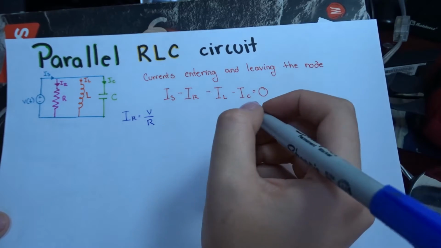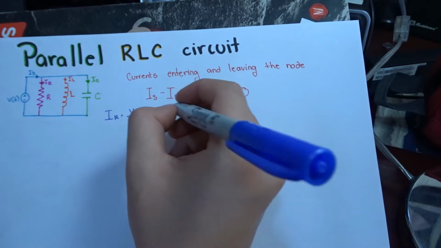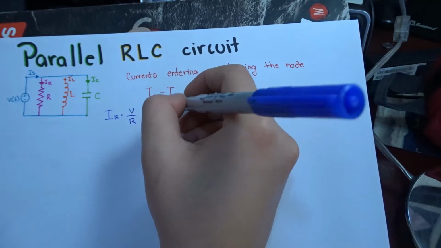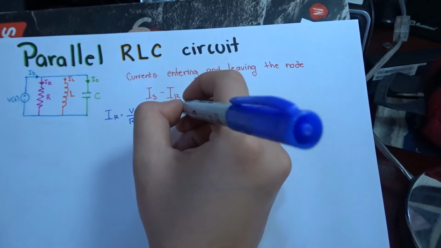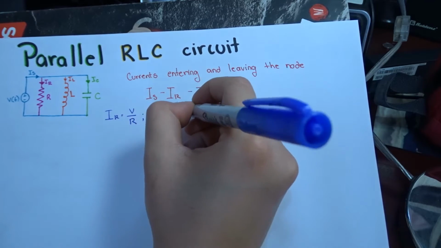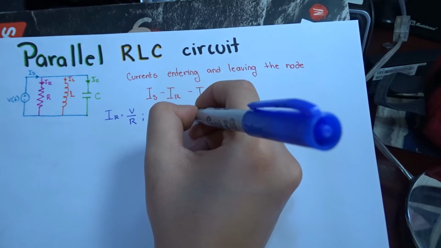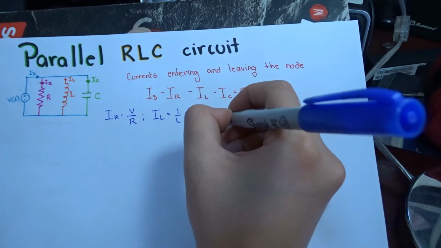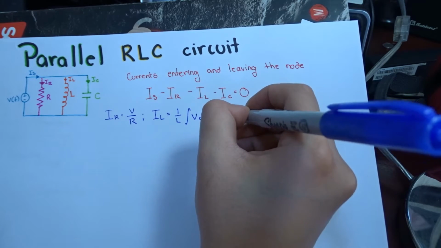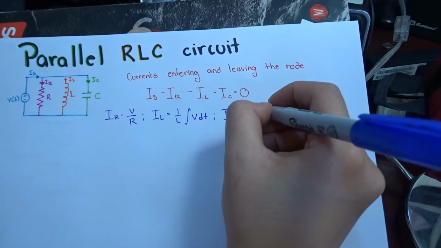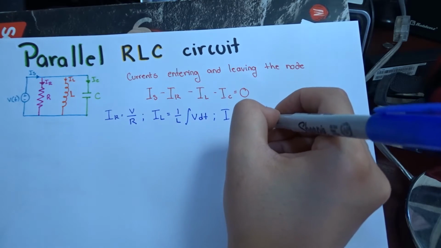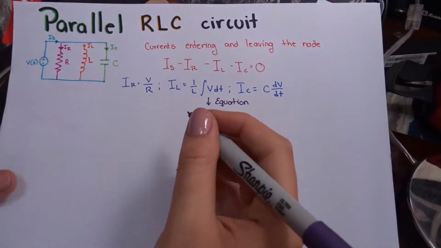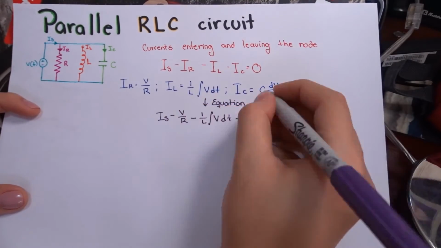Now we have to rewrite the currents in terms that we actually know. The current in the resistor equals the voltage over the resistance. The current in the inductor equals 1 over the inductance times the integral of the voltage in time, and the current in the capacitor equals the capacitance times the change of voltage in time. Then we are going to rewrite the equation.